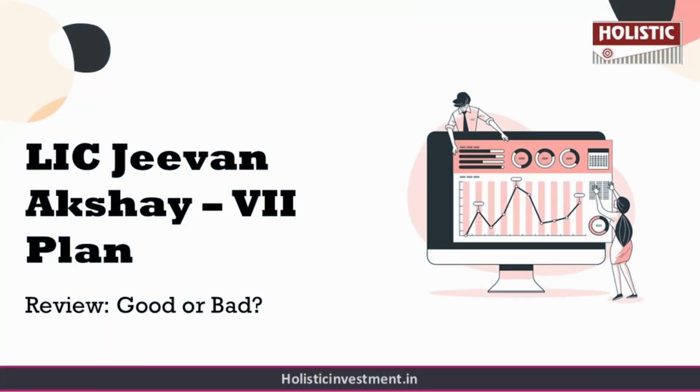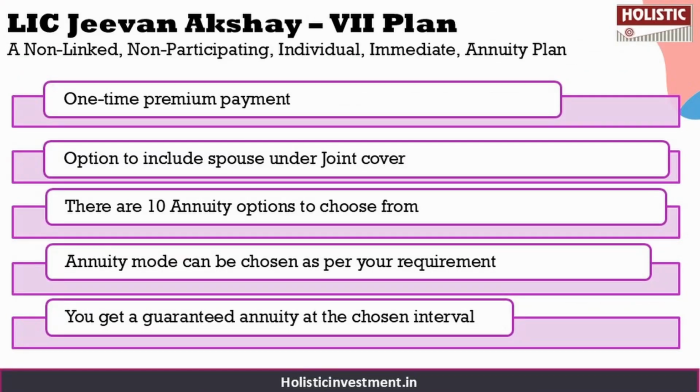Now, before analyzing this policy, let us first understand what this policy is about. This is a non-linked, non-participating, individual immediate annuity plan. Some of the key features of the policy are: you only need to make a one-time premium payment, and you have the option to include your spouse under joint life cover. There are 10 annuity options to choose from, and your annuity mode can be chosen as per your requirement. You also get a guaranteed annuity at the chosen interval.